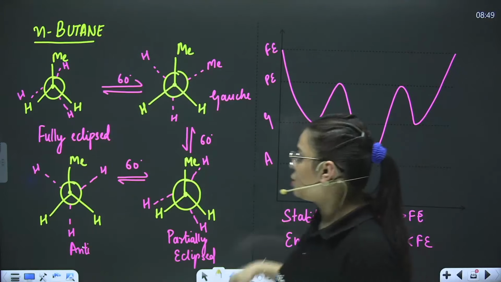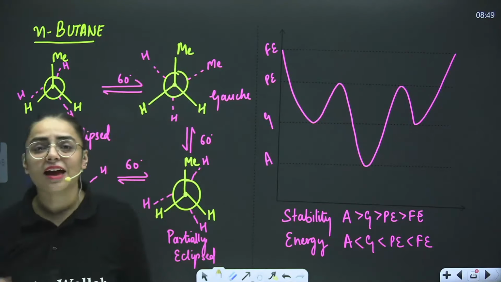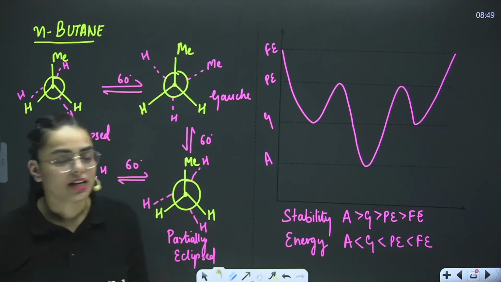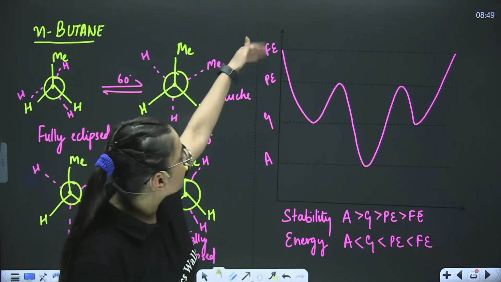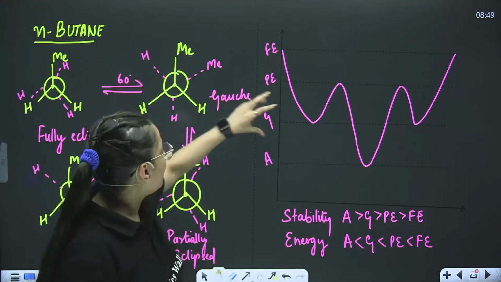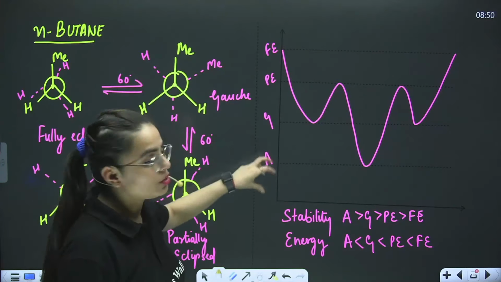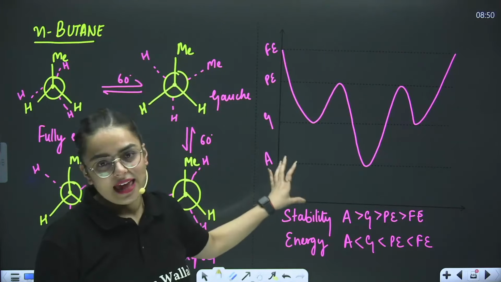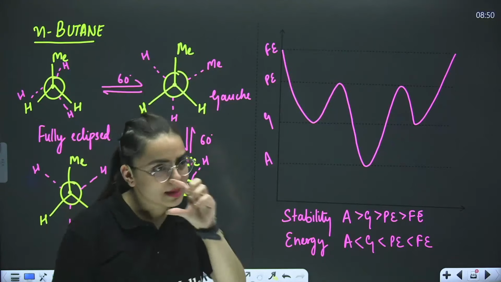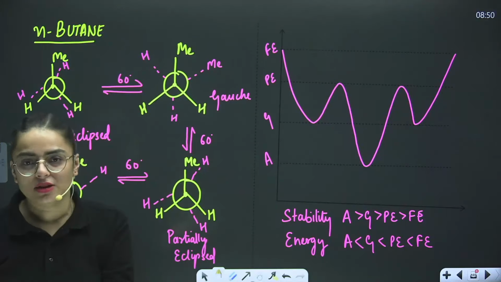So here what is the energy profile? Again, eclipsed forms will have high energy because they are less stable, right? So they will have high energy: first fully eclipsed, then partially eclipsed, then gauche form, and then anti form. So the stability order is just opposite of the energy order, right?